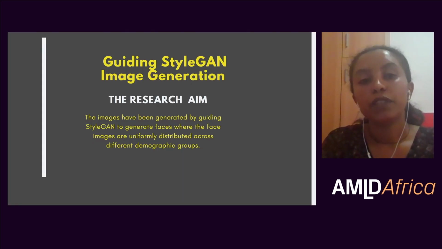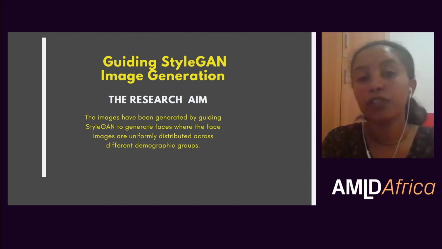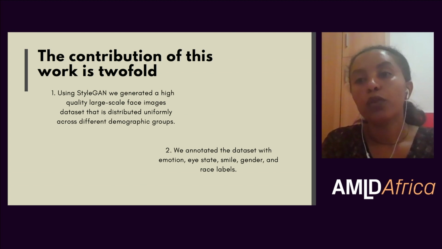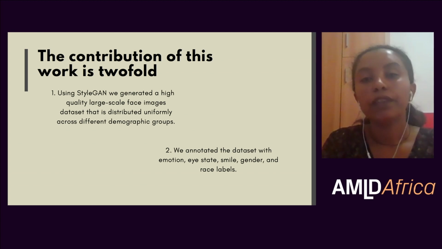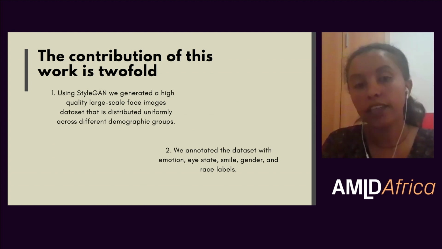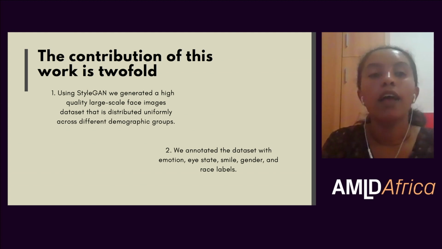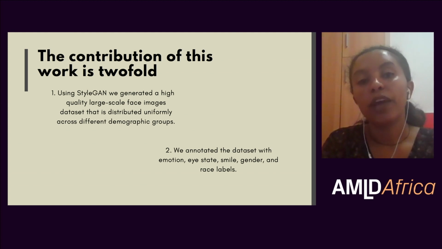So the main aim of this research is to generate images that are uniformly distributed across different demographic groups by guiding the generation of images from the StyleGAN model. The contribution of the research is twofold. First, using StyleGAN, we generated a high-quality large-scale face image dataset that is distributed uniformly across different demographic groups. And the second contribution is we annotated the dataset for different downstream tasks like emotion, eye state, smile, gender, and race labels.